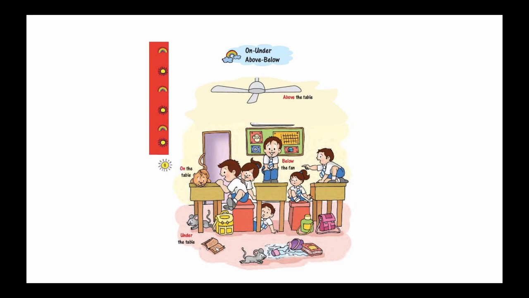What is a preposition? First we should know about this. Prepositions are the words which describe the position of any object or anything. So let us discuss on, under, above and below. Before completing this page, let us discuss what they are.